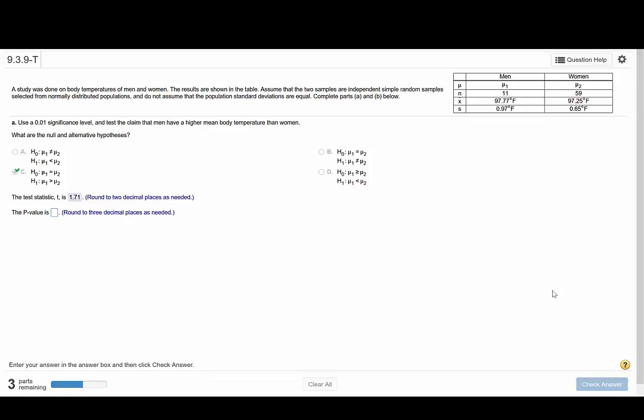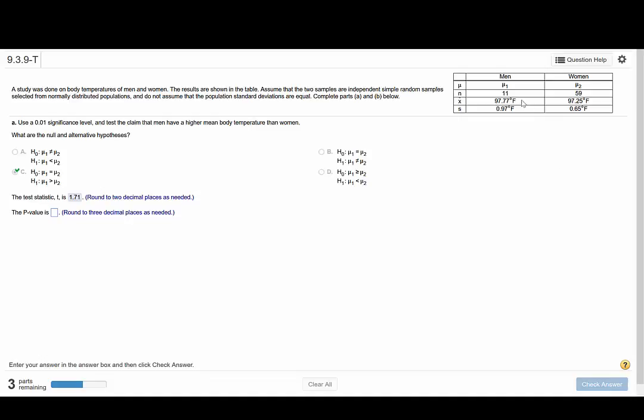A study was done on body temperatures of men and women. The results are shown in the table. Assume that the two samples are independent, simple random samples selected from normally distributed populations, and do not assume that the population standard deviations are equal. Use a 0.01 significance level and test the claim that men have a higher mean body temperature than women.